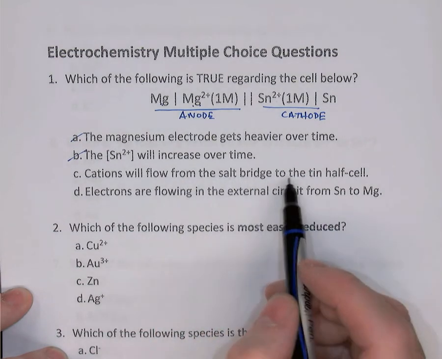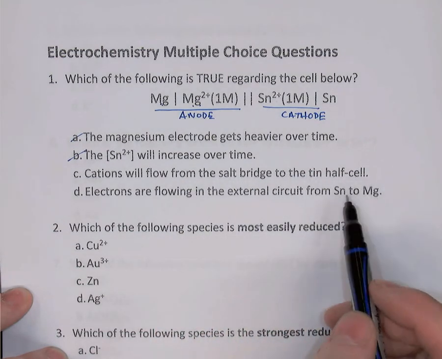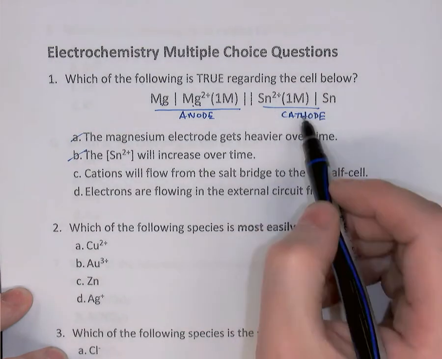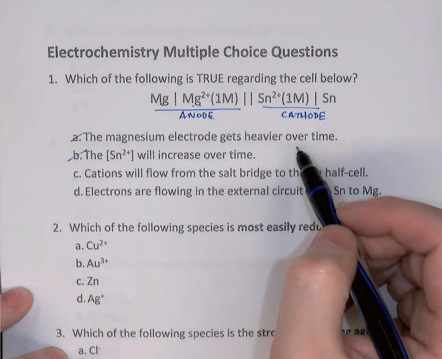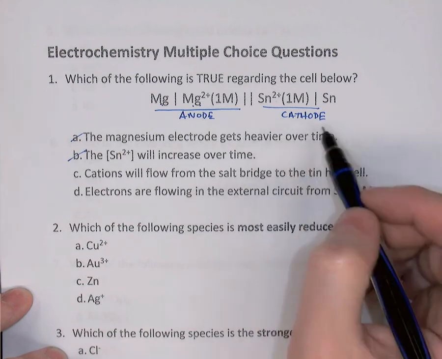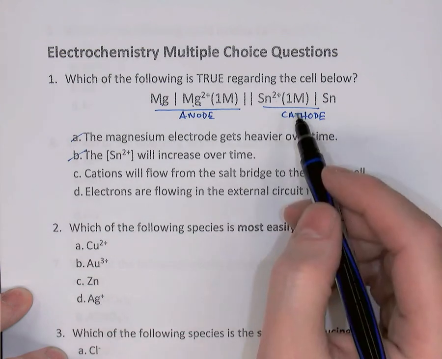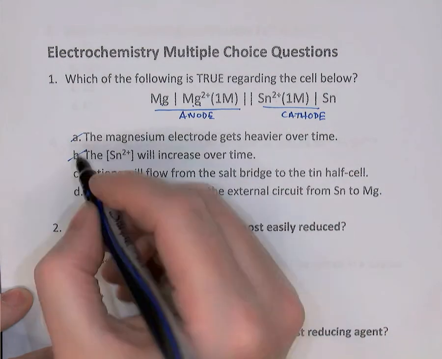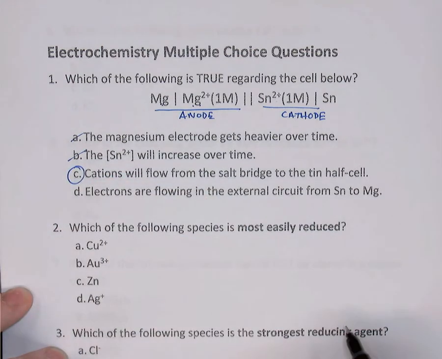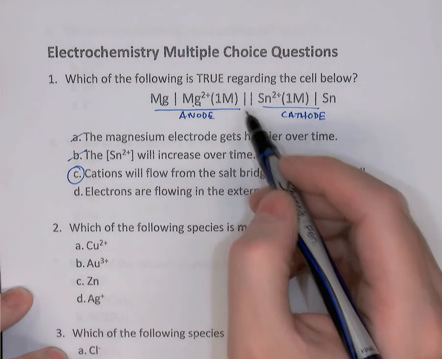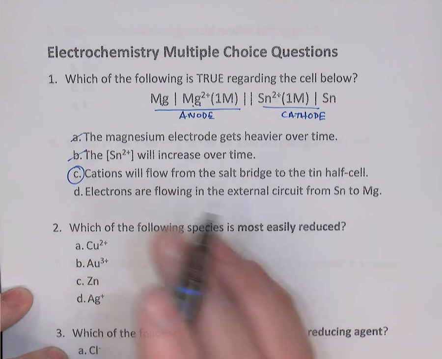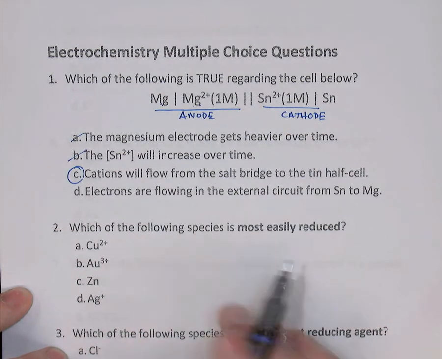Cations flow from the salt bridge towards the tin half cell. Well, the tin half cell is the cathode, and we remember that cations are attracted to the cathode. Anions are attracted to the anode. So that actually looks pretty good. The salt bridge contains a salt solution with cations and anions in it. It completes the circuit within the cell and prevents the buildup of charge in the two half cells.